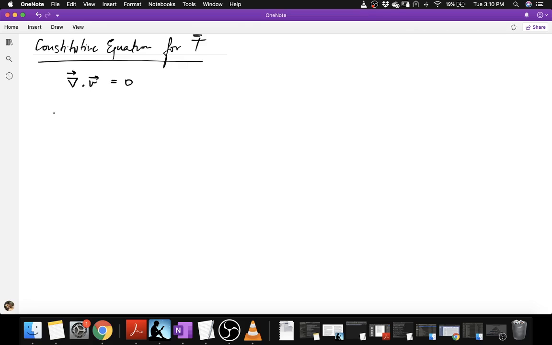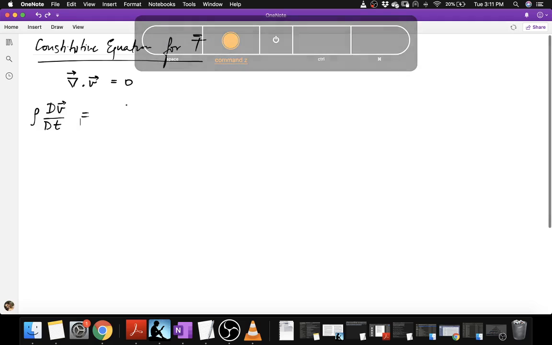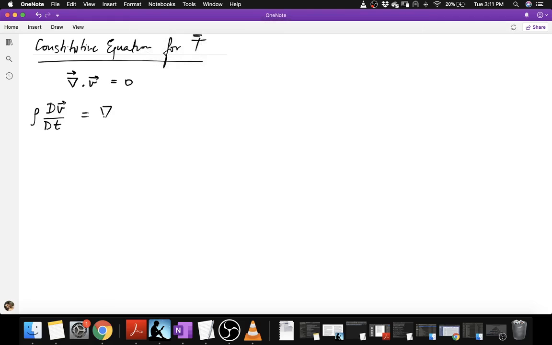And then we have Cauchy's equation of motion that we derived in the previous lecture. It takes the form: the Lagrangian derivative of the velocity, times the density, which is the acceleration of a material point, is given by the divergence of the stress tensor, and we have a contribution, of course, from the gravitational body force. So these are the two equations that we have.